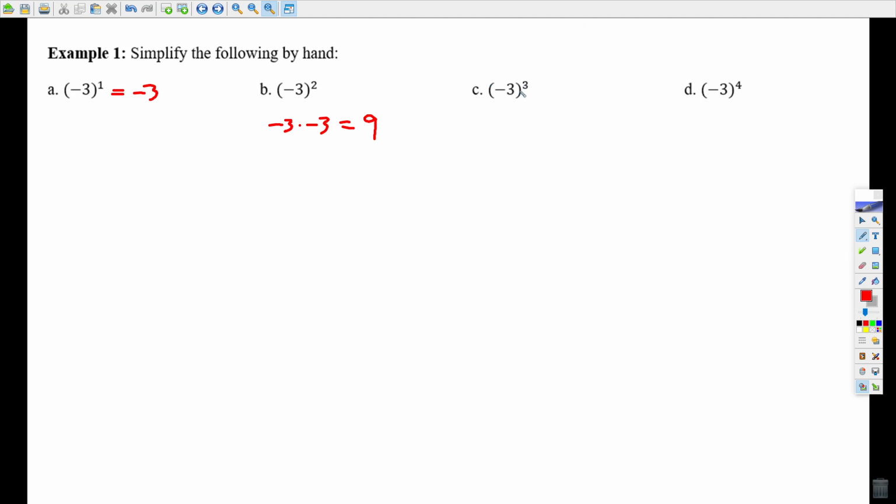Okay, and the next one, we're going to do it 3 times. So we have 1, 2, 3 negatives. So multiply the first two together, we get a positive 9. Multiply by the next one, you get a negative 3 times 9, which gives you a negative 27. I'm just going to circle my answers as we go.